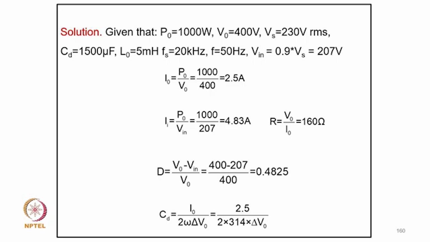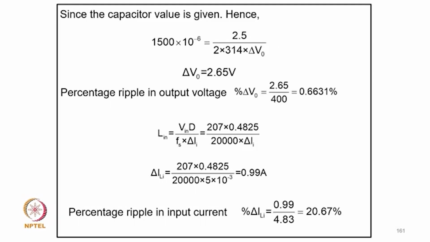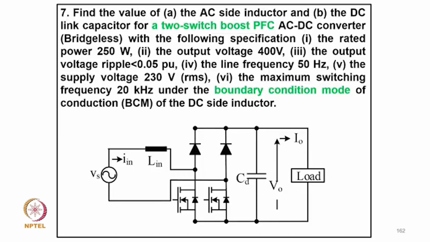So IO equal to P upon VO, that's 1000 divided by 400, 2.5. I in equal to PO upon V, so it comes 4.83, and the equivalent load resistance RO equal to VO upon I0, that's 160 ohm. Duty cycle is VO minus V in upon VO, that's 0.4825. And CD is I0 upon 2 omega delta V, so putting the value, for the given capacitance of 1500 microfarad delta V comes 2.65 volt, and the percentage ripple is 2.65 divided by 400, 0.6631. For Li, putting the value, delta IL comes 0.99, and delta I in percentage is 0.99 divided by 4.83, that's 20.67.